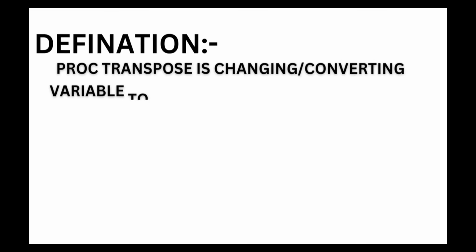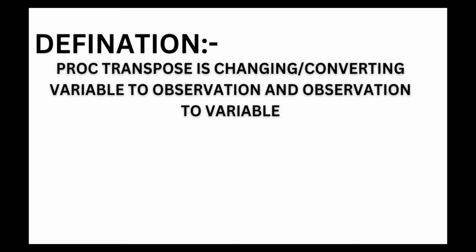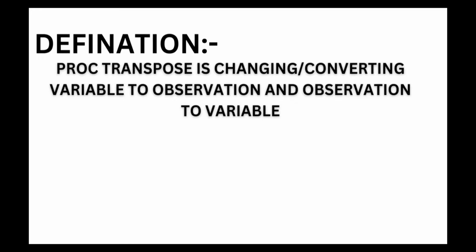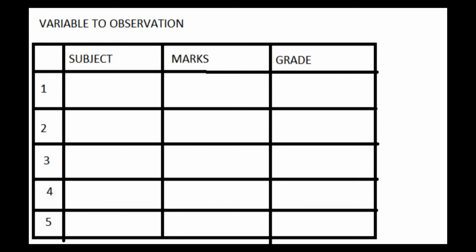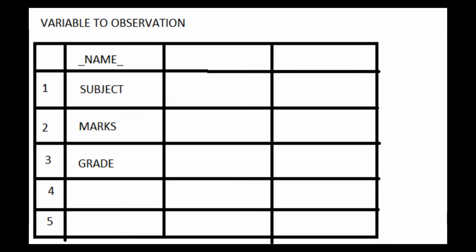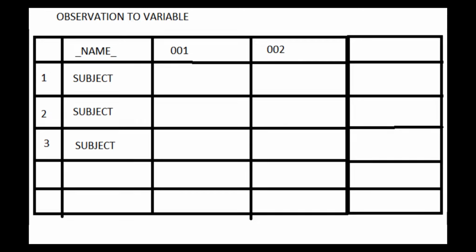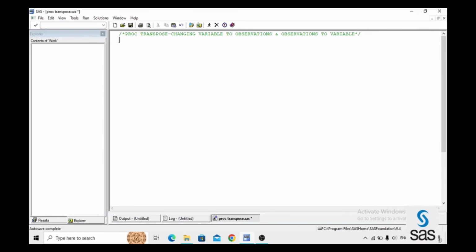The definition is: Proc Transpose is changing or converting variable to observation and observation to variable. Simply, we can convert the variable to observation and observation to variable. To explain Proc Transpose, we create a dataset of a student mock list.